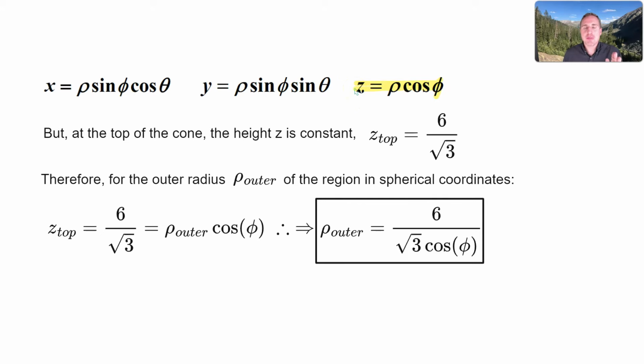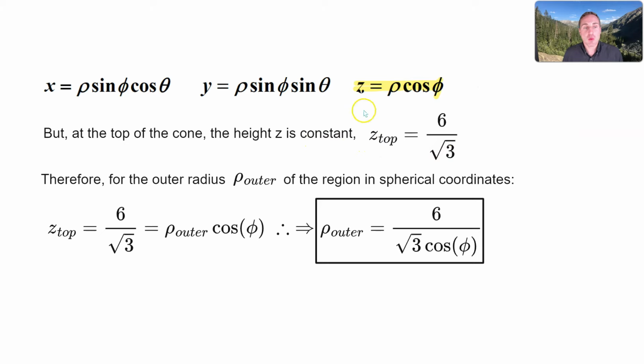But that radius is going to be different because when we go up one of the legs of the right triangle along the z-axis, it's going to be shorter, but it's going to be longest along the hypotenuse of the green right triangle we saw earlier. Namely, it's going to be its maximum. So at the top of the cone, the height z is constant. So call that z top equals 6 over square root of 3.